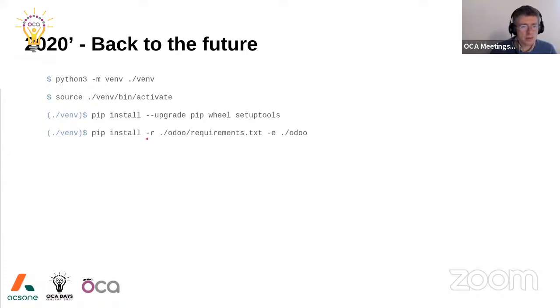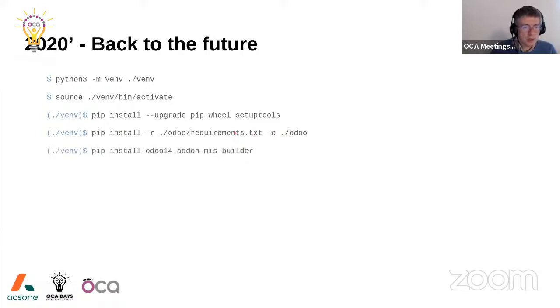So you pip install -r to give it the list of requirements that are tested for Odoo. And then -e to install Odoo in editable mode. That means that the Odoo source code will stay in that directory and will not be copied in the site-packages directory of the virtual environment. I'll get back to this later.